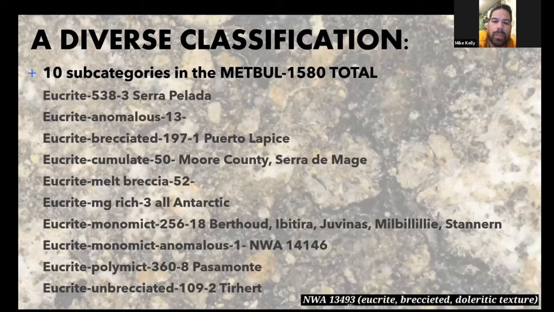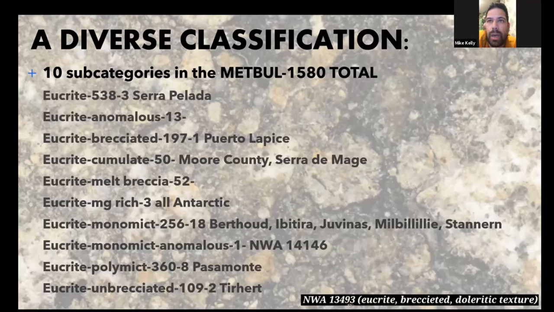Eucrite anomalous, there's 13 of those. And again, anomalous means it could be anomalous for high metal, slightly variant oxygen isotopic. There's dozens of reasons it could be anomalous. So that's everything that has something that's a unique feature to it going on.